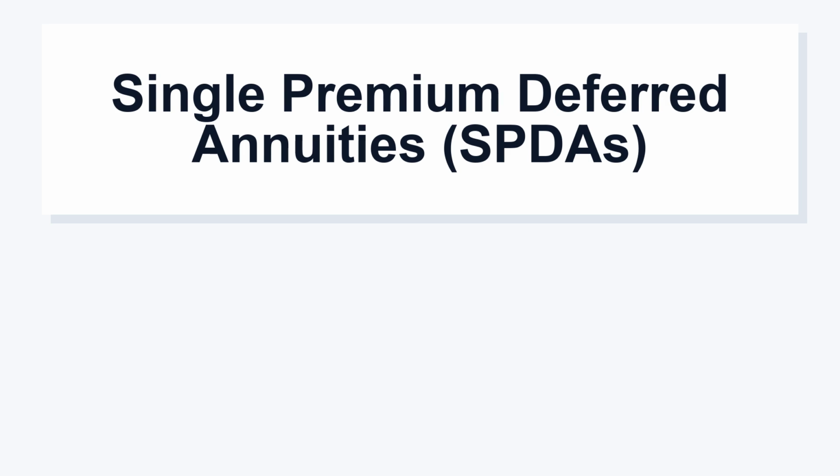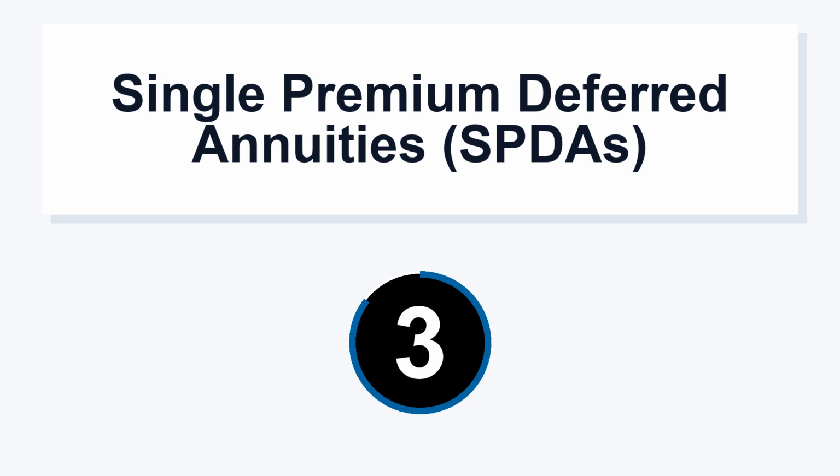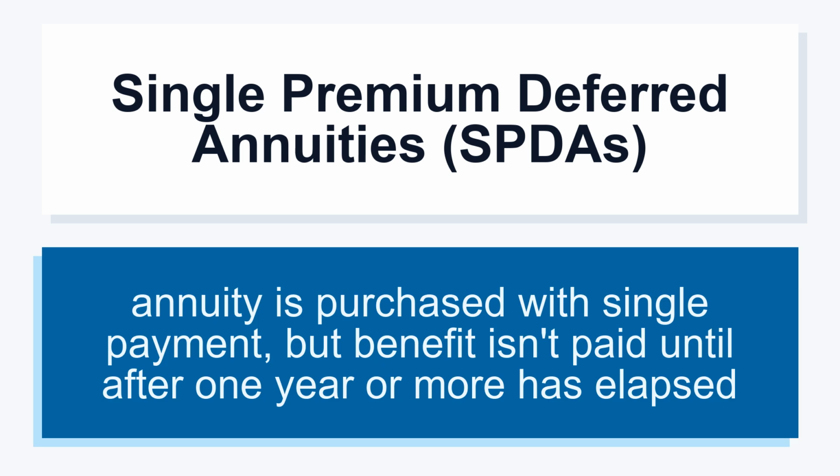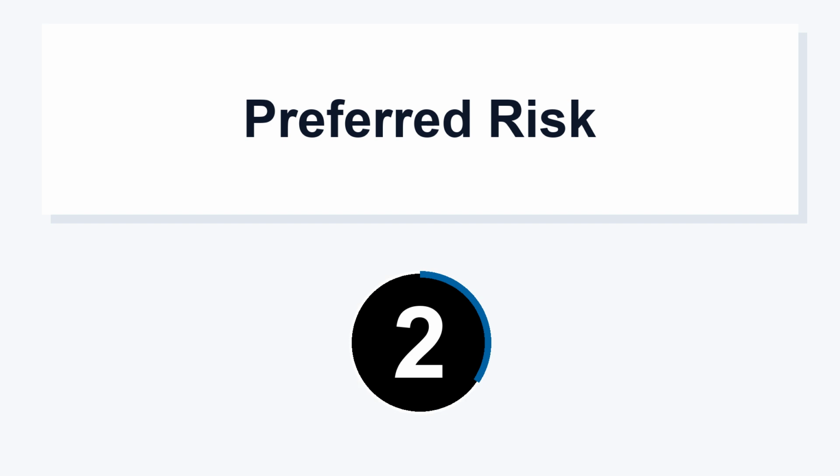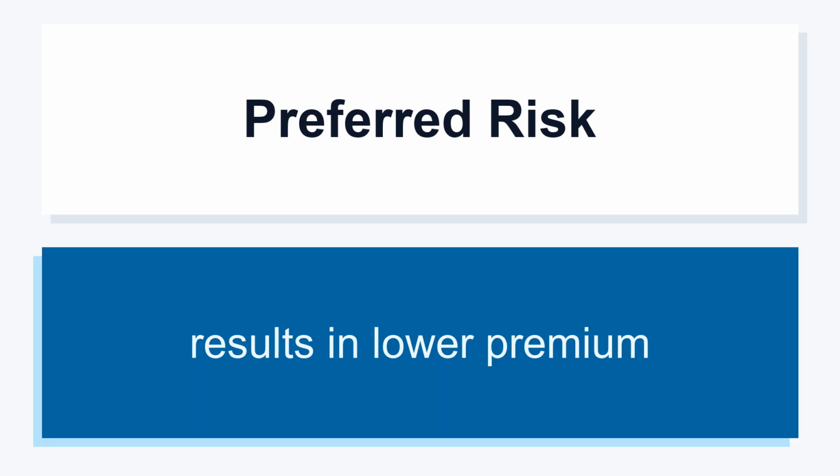Single premium deferred annuities, SPDAs: annuity is purchased with single payment, but benefit isn't paid until after 1 year or more has elapsed. Preferred risk: results in lower premium.